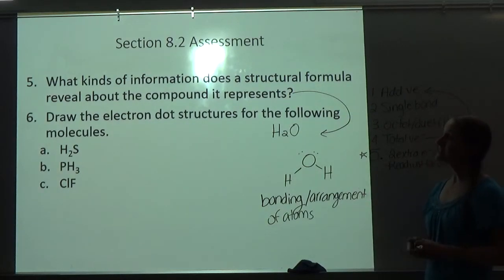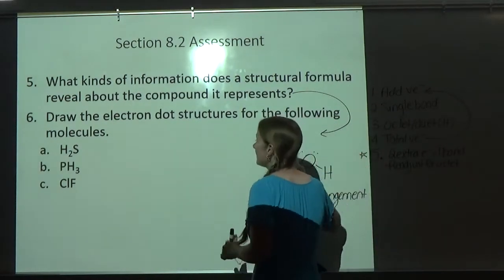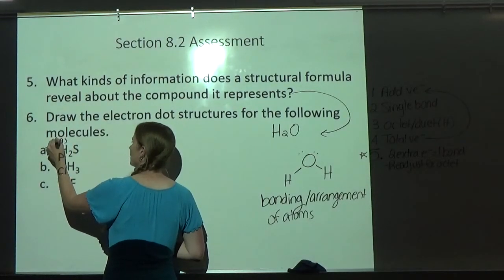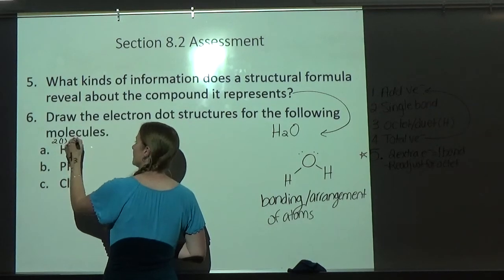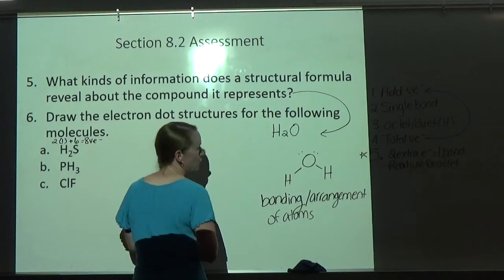All right, and then number 6 says draw the electron dot structures for the following molecules. Okay, so we're going to follow our steps. Step 1 is add our valence. So we have H2S. H has 1 valence electron because it's in group 1. I'm going to multiply that by 2 because there's 2 of them. S is in group 16, so it has 6. So I have 8 valence electrons to work with.